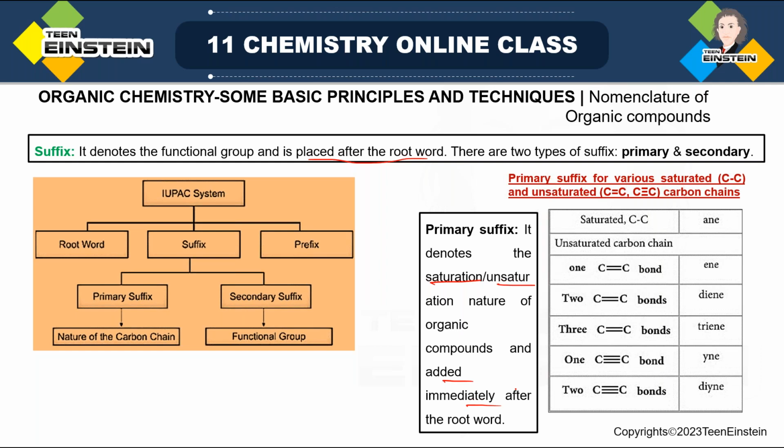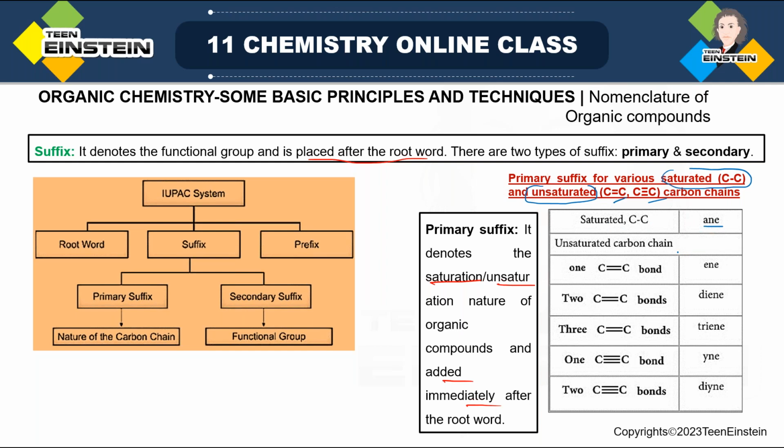So here in this table you can see the primary suffix for different types of saturated and unsaturated compounds. Unsaturated means a double bond or triple bond, any of these two are present. So when it is saturated, the primary suffix is ANE.